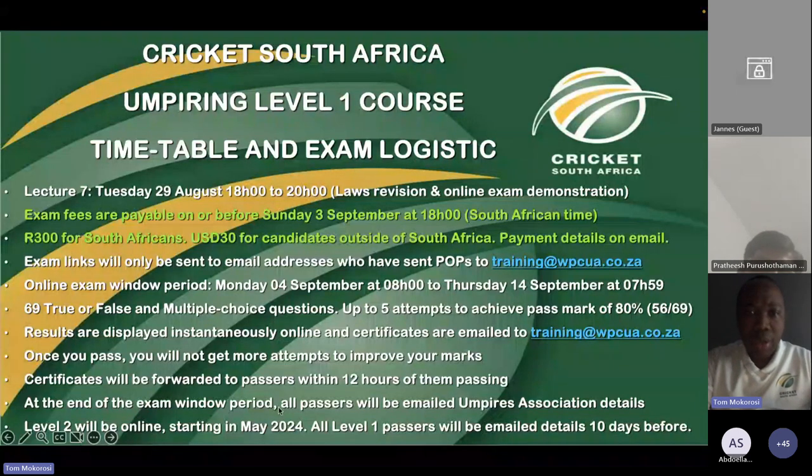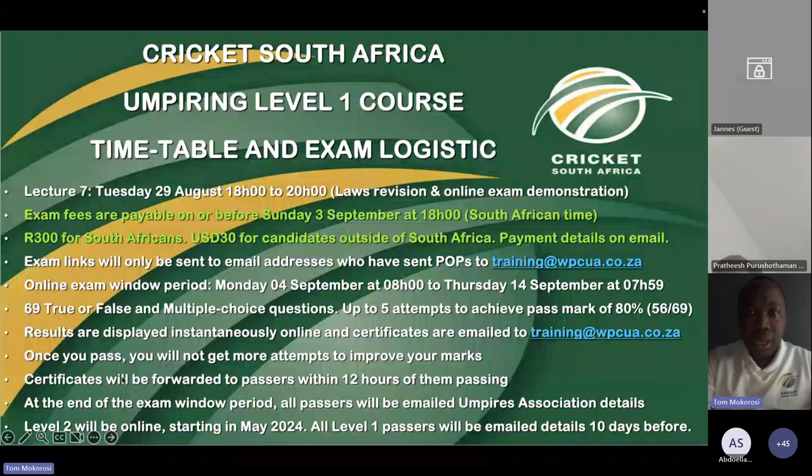We do have contacts all around the world with umpires and umpire administrators. So when I send you your certificate, I will ask you where you are based, and you need to reply to me as soon as possible, so that if we don't have contact with the Umpires Association closest to you, we will make a plan to research and find out who the contact people are. All contacts will be listed on that email to all the passers on Thursday night, the 14th of September.